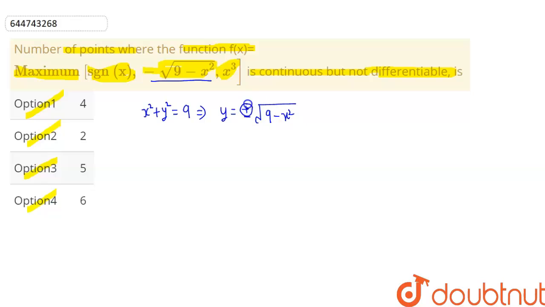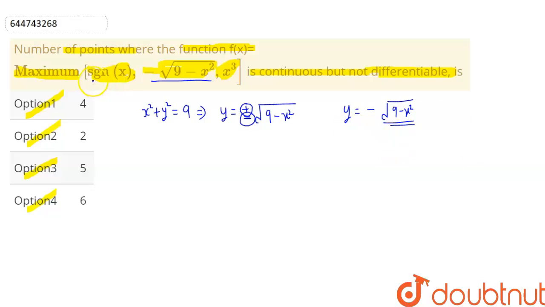So here the plus sign represents the semicircle which is above x-axis, that is positive, and the minus sign represents the semicircle which is below x-axis, that is negative. So this function, y is equals to minus under root of 9 minus x square, is basically a semicircle which is below x-axis and has a radius of 3 units.